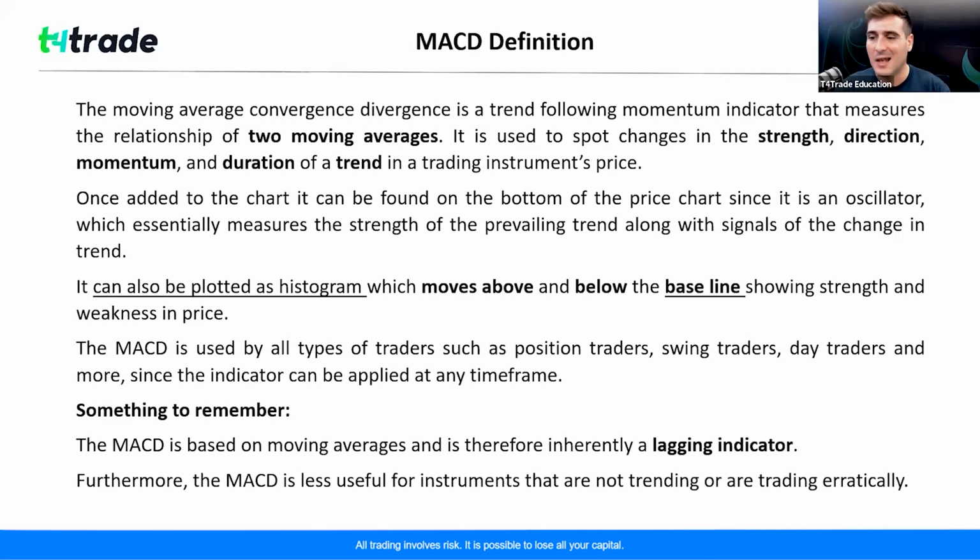Furthermore, the MACD is less useful for instruments that are not trending or are trading erratically. And this, again, is pretty much obvious. In order for MACD to work, quote unquote, perfectly, you need to have swings in the grander scheme of things, in a specific direction, okay? Either when the market is moving upwards or downwards. When it's moving sideways and you see congestion of price action or inability to spot where the trend is actually moving, MACD is not going to be that useful. So you need a prevailing trend, a major, quote unquote, trend, and a direction in order for the MACD indicator to be much more useful.